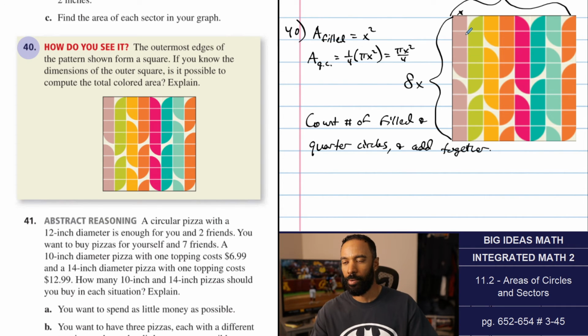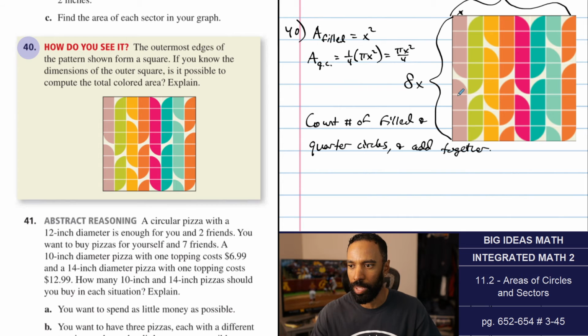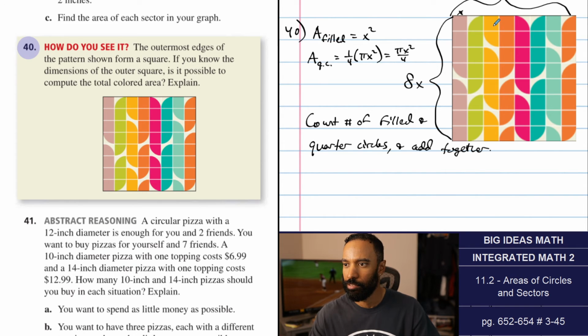Because I think that's all there are, right? There are filled circles. How many are there? Not filled circles, filled squares. 1, 2, 3, 4, 5, 6, 7, 8, 9, 10, 11, 12, 13, 14, 15, 16, 17, 18, 19, 20, 21, 22, 23, 24, 25, 26, 27, 28, 29, 30, 31, 32, 33, 34.